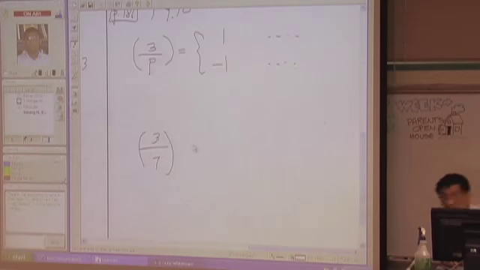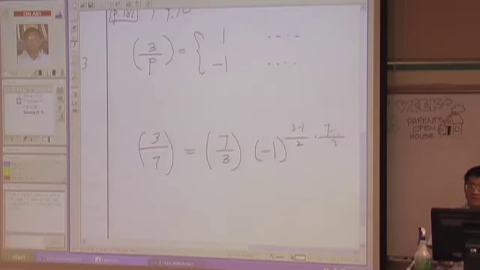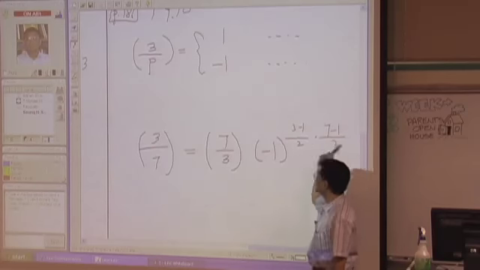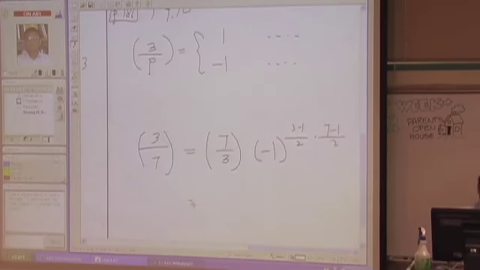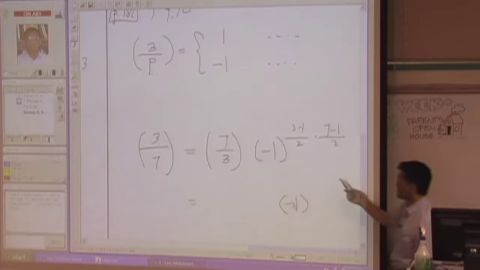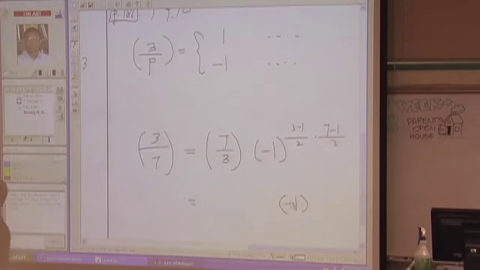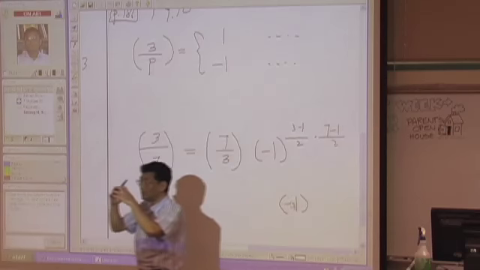Did you say 7 or 17? Yes, 7. Then, by reciprocity, this is the same as 7 over 3 with minus 1 to the power of... what? Half-half, right? Do you see? So, 3 minus 1 over 2 times 7 minus 1 over 2. Then this is 1, and this is 6 over 2, 3. So it's negative 1, right? So it is negative 1 after doing it. Then 7 and 3 are congruent. You can use congruence. With a 3 hour clock, 7 o'clock is the same as what o'clock? 1 o'clock, right?